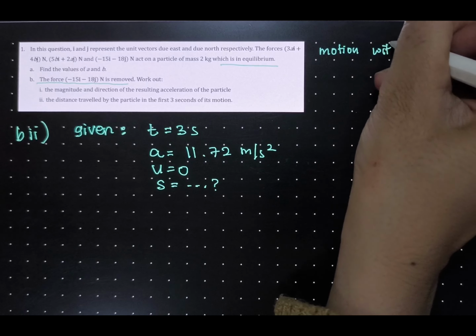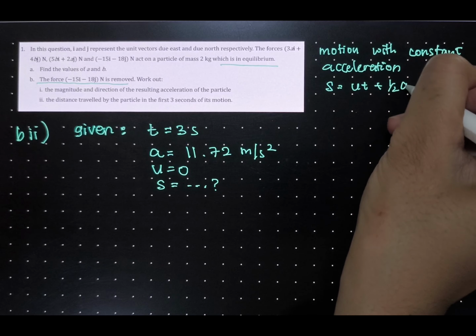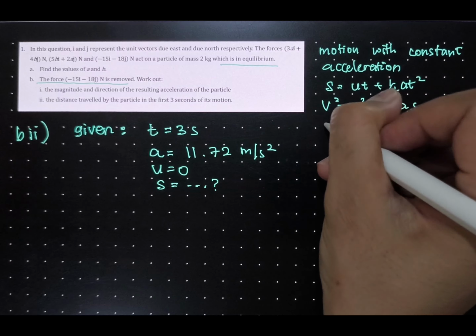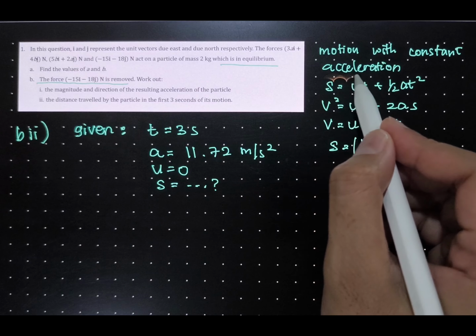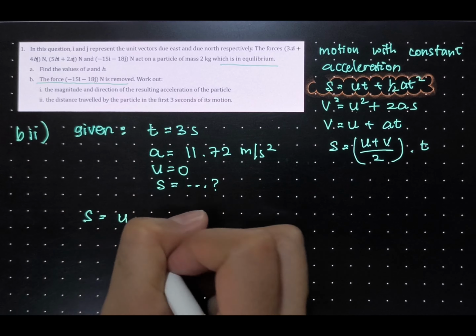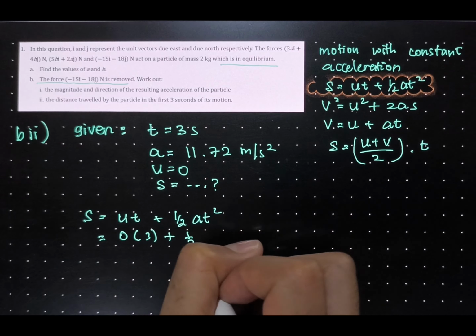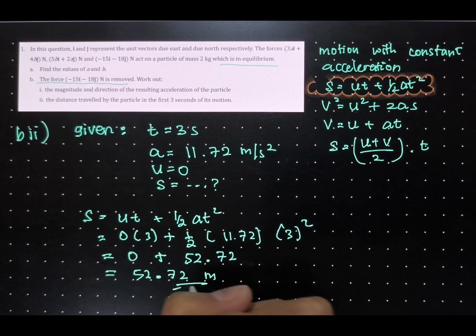After removing the third force, the particle moves with constant acceleration. Remember, there are four formulas for an object moving with constant acceleration. We need to choose the equation that includes t, a, u, and s. After choosing the correct formula, simply substitute the given values and you will find s.